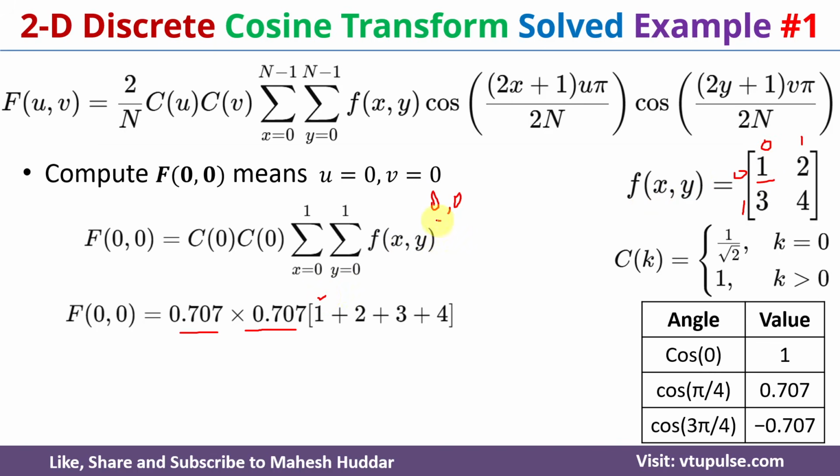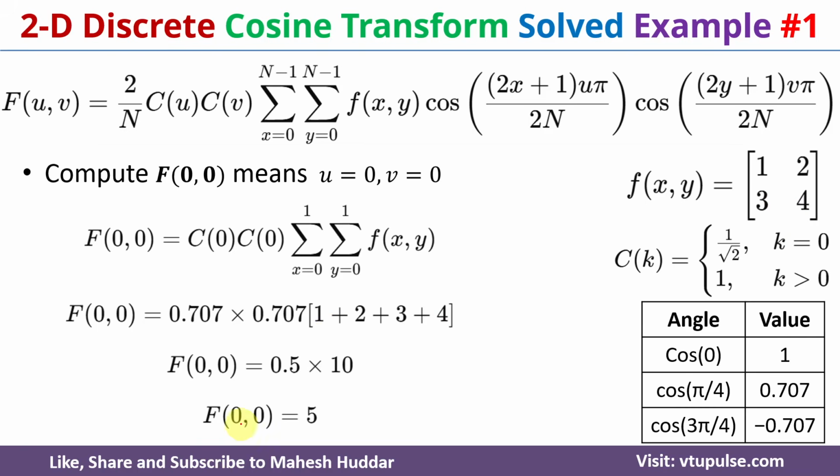Plus next x value is 0 and y value is 1. F of 0 comma 1 value is 2. That is what I have written. Next x value is 1, y value is 0. The value is 3. That is what I have written. Next one is 1 1. The value is 4. Here what you can see. So once you simplify this one, we will get f of 0 comma 0 is equal to 5.